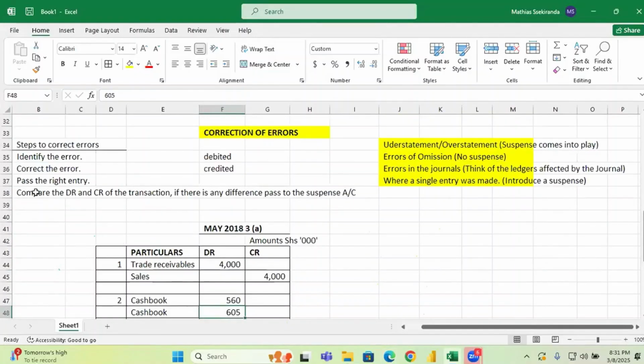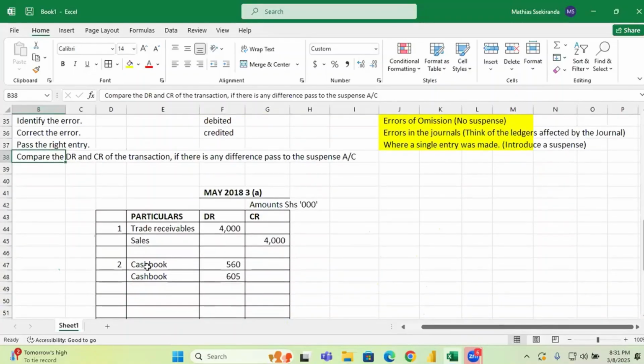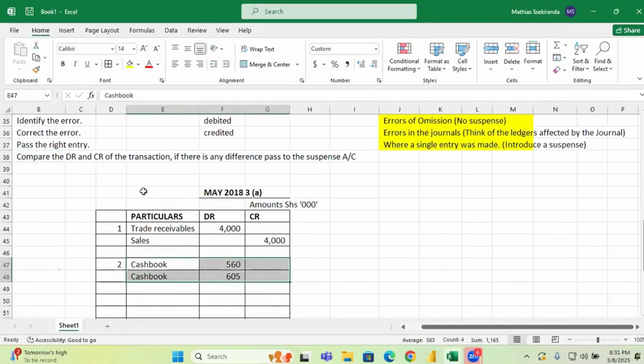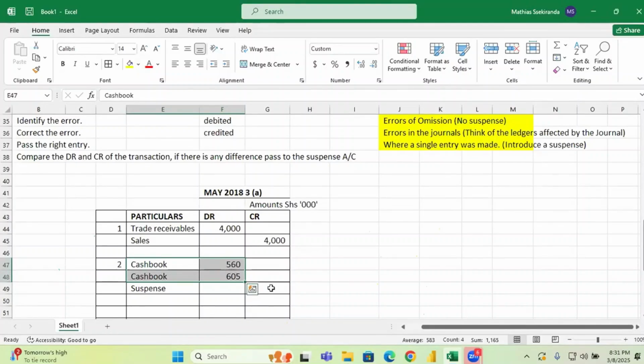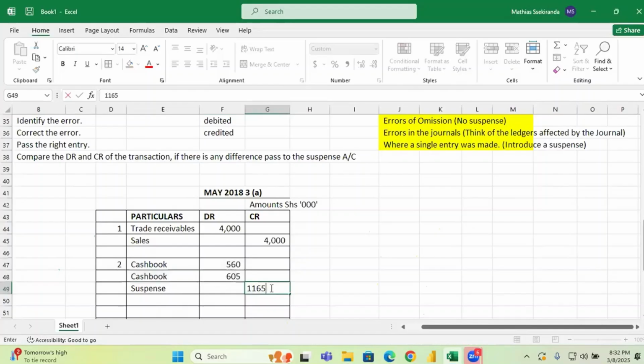Step number 4 says compare the debit and credit of this transaction. If there is any difference between the debit and the credit, take the difference to the suspense account. You realize that on the debit of this transaction we have 2 figures, whereas on the credit we don't have any figure. Therefore, the debit is a total of 1165 and the credit is 0. So to balance this transaction, the entire total will be credited in the suspense account.